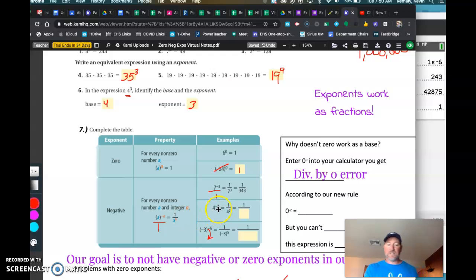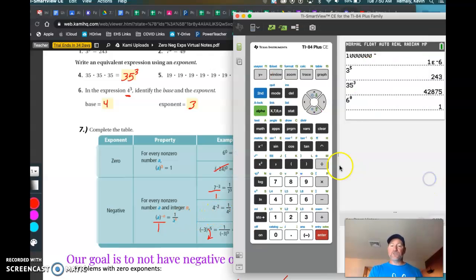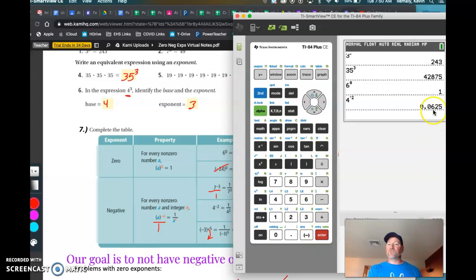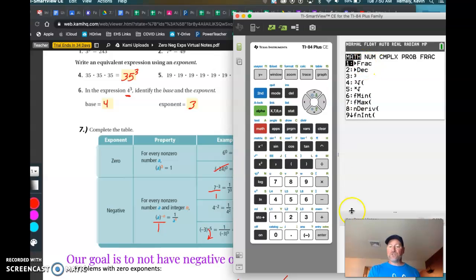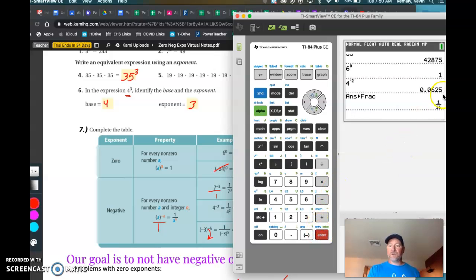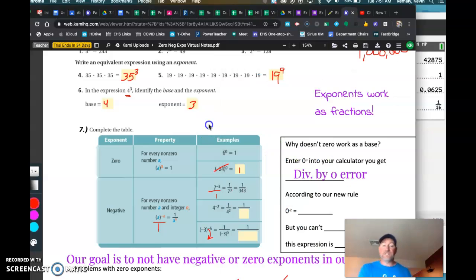So let's see what this looks like. 4 to the negative 2. Let me put this in here. 4 caret negative 2. And then we get this really small decimal. Well, let's see what that looks like in fraction form. So I'm going to press math, and I want the fraction form of that, so I'm going to press enter, and then enter again, as this just shows you what the calculator is doing. And so we end up with 1 over 16. But isn't 4 squared 16? Yes, it is. 4 times 4 is 16.